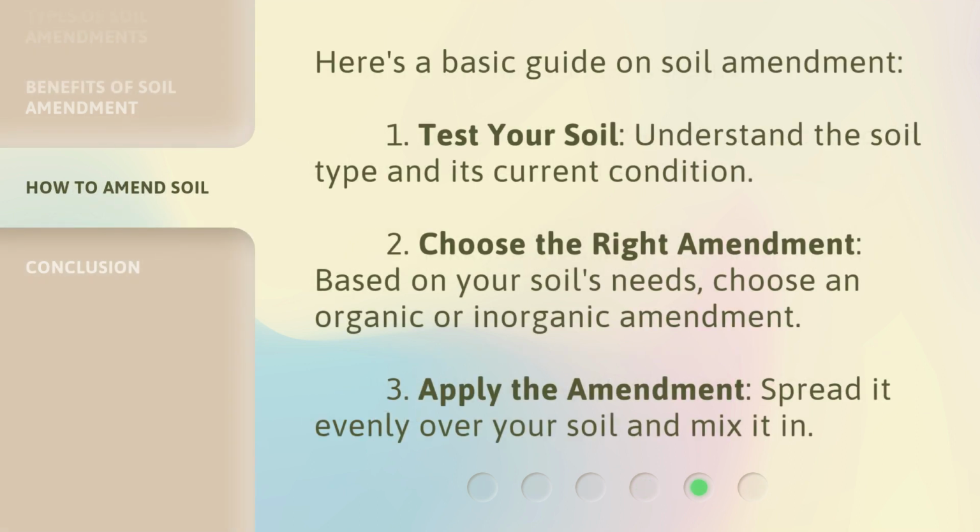Here's a basic guide on soil amendment. 1. Test your soil. Understand the soil type and its current condition. 2. Choose the right amendment. Based on your soil's needs, choose an organic or inorganic amendment. 3. Apply the amendment. Spread it evenly over your soil and mix it in.